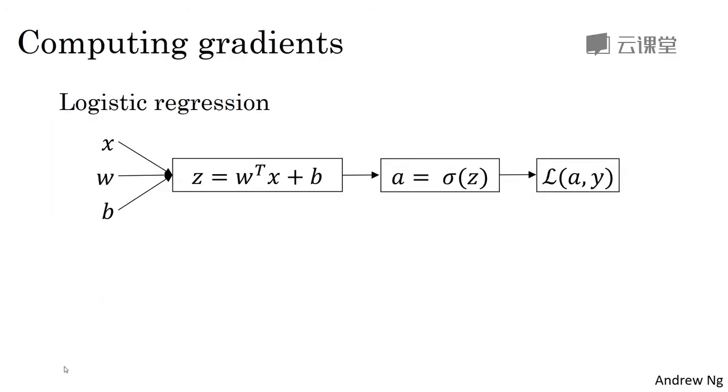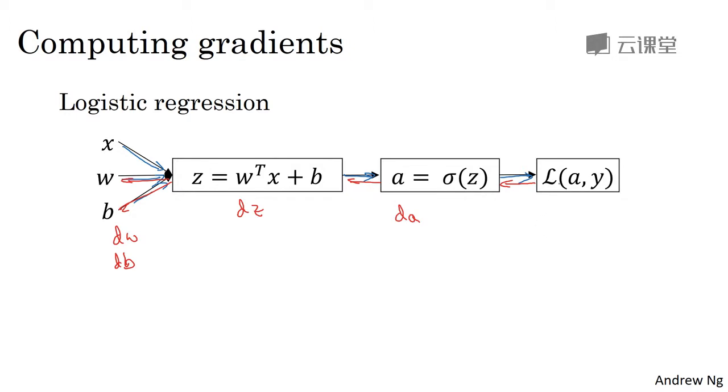So recall that when we talked about logistic regression, we had this forward pass where we would compute z, then a, and then a loss. And then to take derivatives, we had this backward pass where we could first compute dA, and then go on to compute dz, and then go on to compute dw and db.